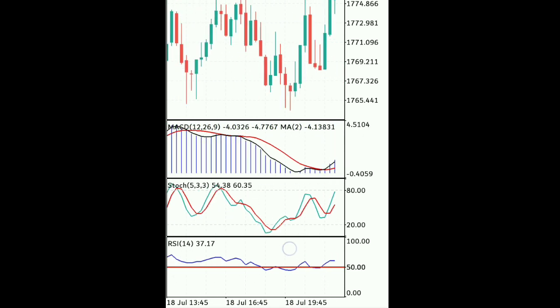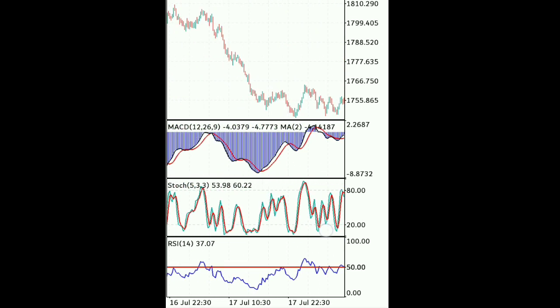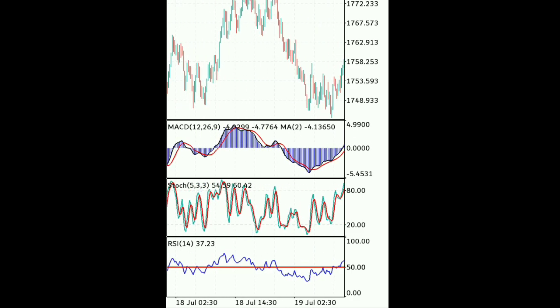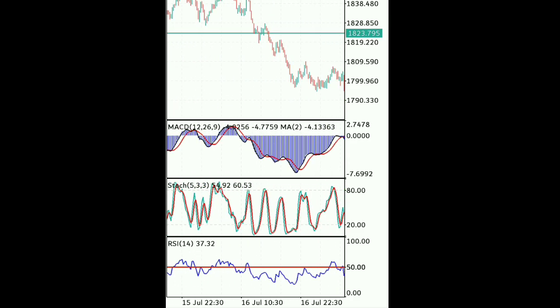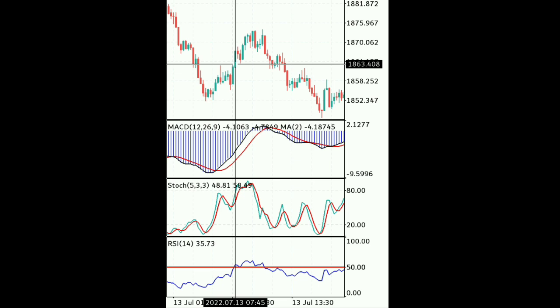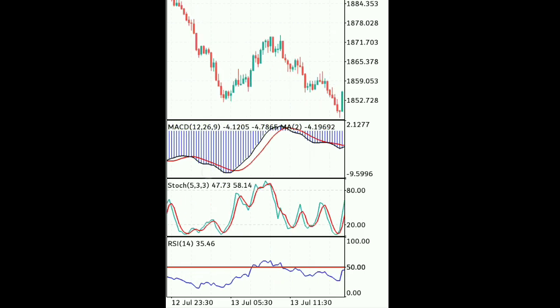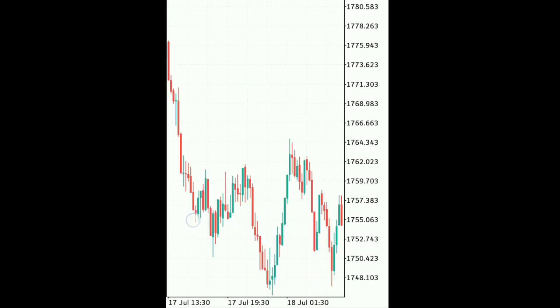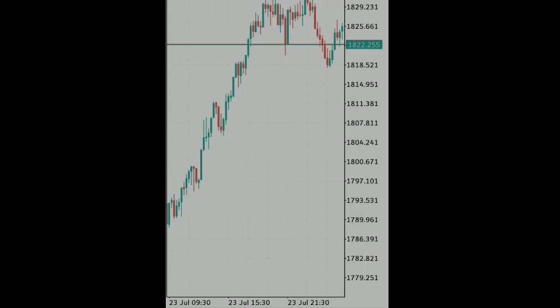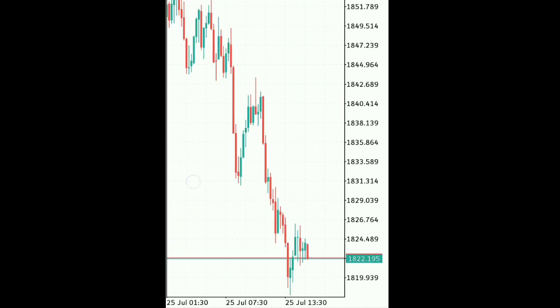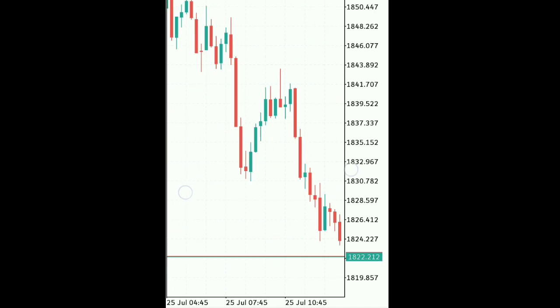So the RSI is there to filter the trend, right? There's a lot of examples that I can show you here. This strategy is very profitable according to the test that we did, but here is the strategy on the mobile phone. Let's insert these indicators.